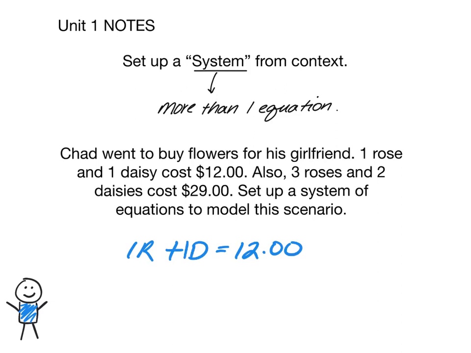Now let's go to the second part. Also, 3 roses and 2 daisies cost $29. Just by mapping this out, using variables to represent unknowns in the equation, we have set up a system of 2 equations that we could use to solve this problem, and we'll learn how at a later date. But for now, great job.